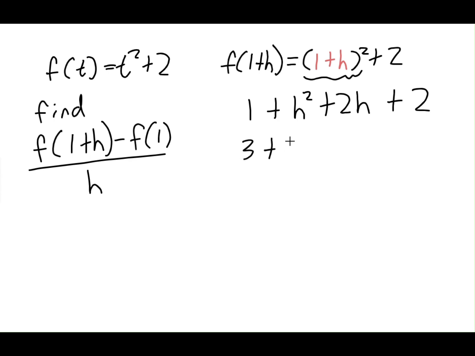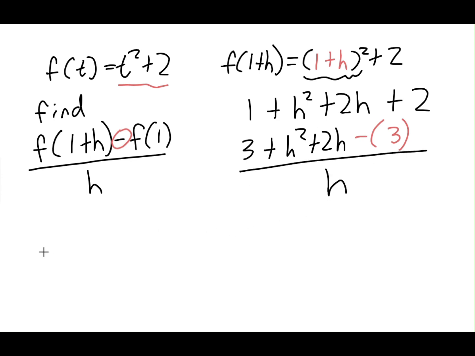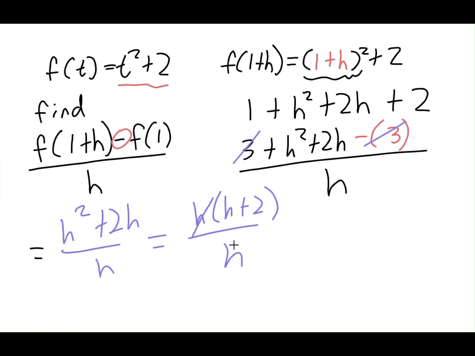This gives us 3 plus h squared plus 2h. And then we need to subtract the f of 1. Well, f of 1, if we plug in 1, we get 1 squared plus 2, which is 3, all over h. So now the 3 minus 3 goes away. We have h squared plus 2h over h. We can factor out an h, divided by h, and assuming h isn't 0, we get h plus 2. So our answer is h plus 2.